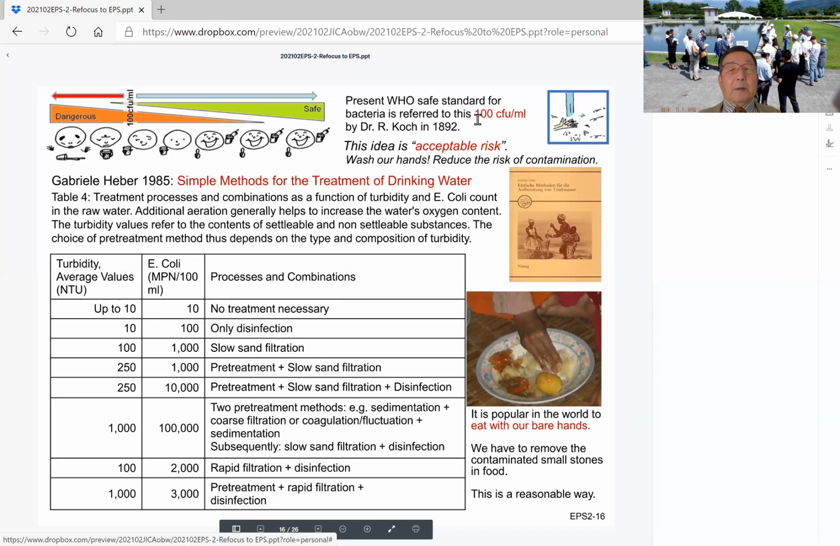colony forming units per milliliter. That was reported by Dr. Robert Koch in 1892. So this idea is acceptable risk. Wash our hands to reduce the risk of contamination. This is the basis for getting safe water.